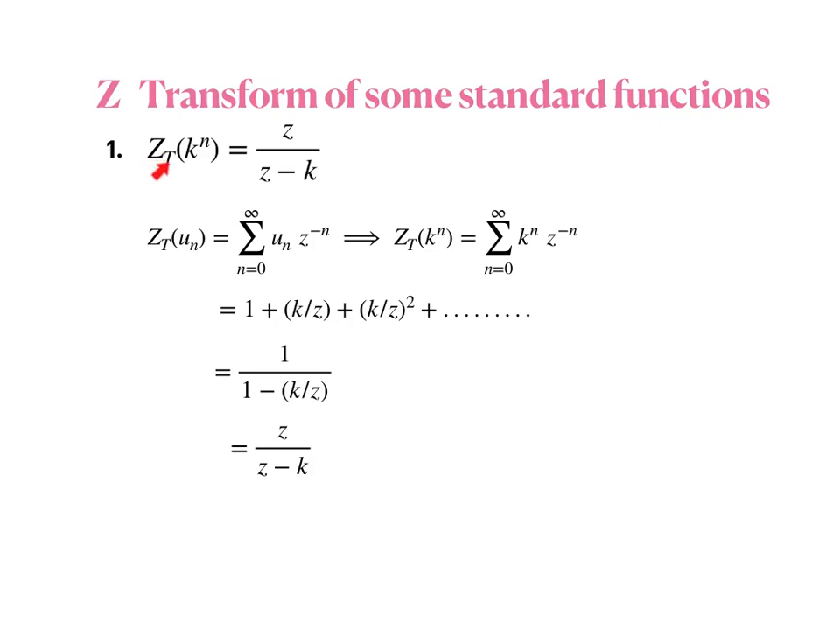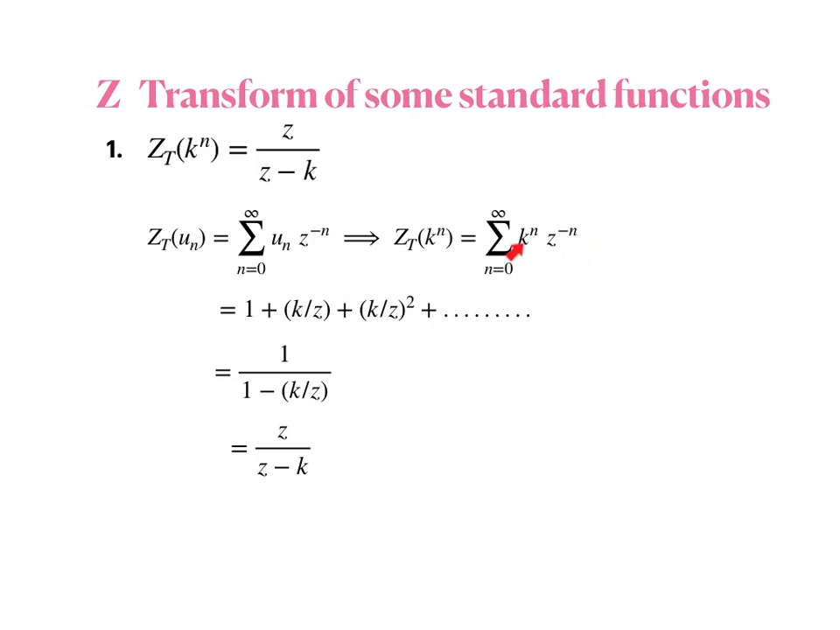Firstly, we have z transform of k power n, where k is some real number. So this is z by z minus k. So this is proved as follows. We know that z transform of u n by definition is summation n equal to 0 to infinity u n z power minus n. When u n is k power n, z transform of k power n is what? Summation n equal to 0 to infinity, u n is k power n z power minus n, and we expand this summation by giving n value 0. By giving n value is 0, k power 0 is 1, z power 0 is 1. So 1 into 1 is 1.